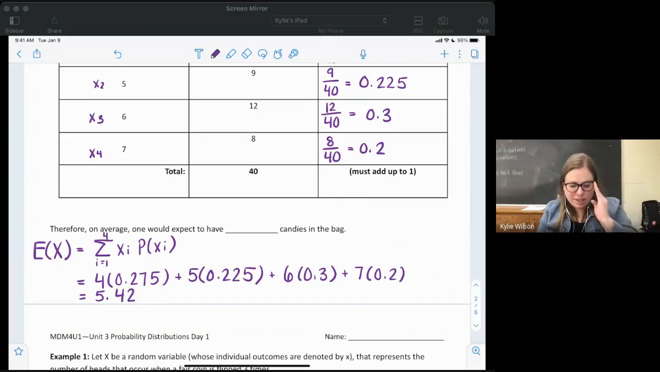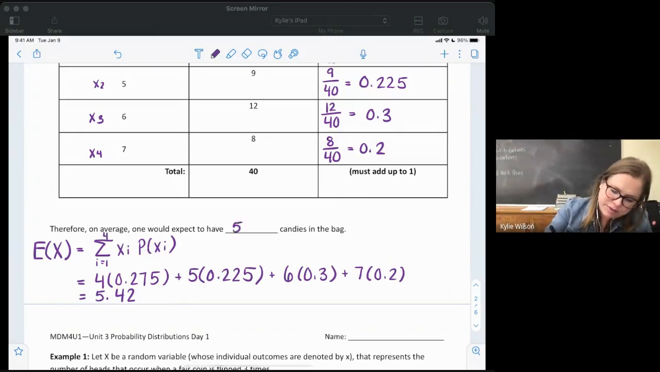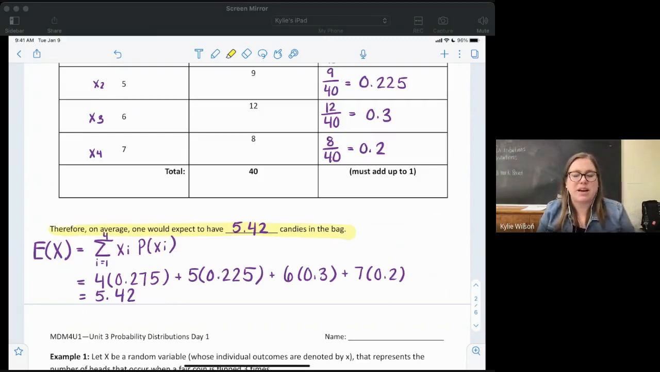Now, as you can imagine, this could turn into a really big equation and calculation, but you can use math software to solve that. I can show you how to do that on another day, but for right now, we'll just work on doing it by hand. So we have our expected value here. The expected value for number of candies is 5.42. So we would expect to have 5.42 candies in the bag on average.